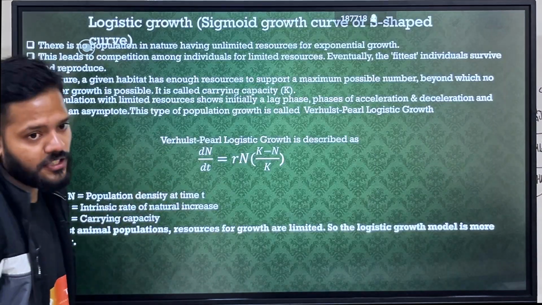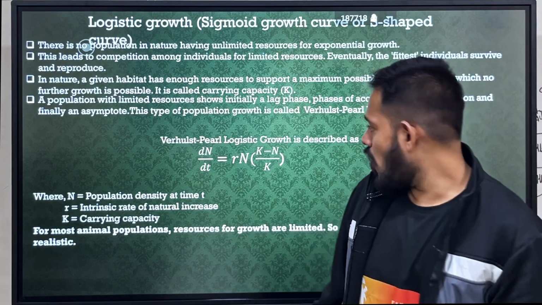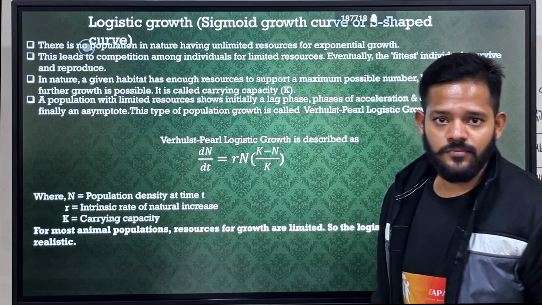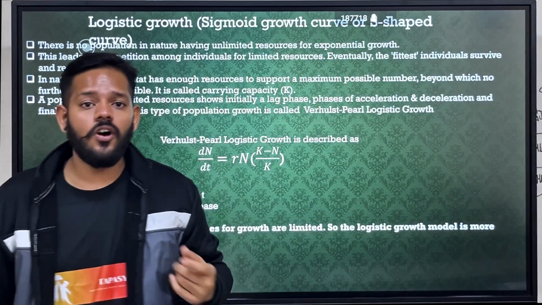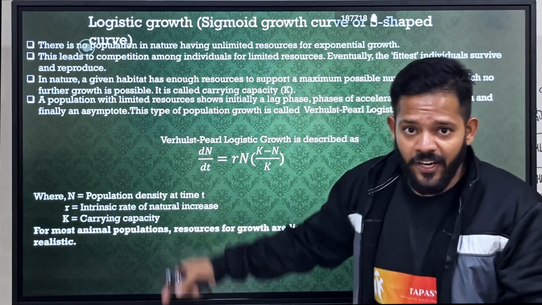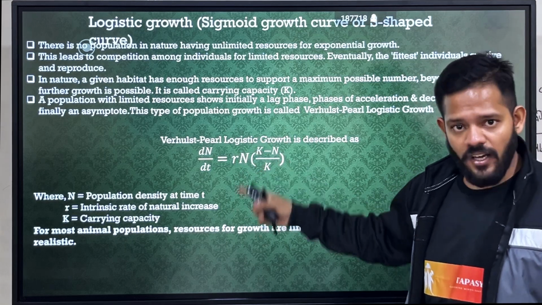Next is your logistic graph, also called the sigmoid graph, S-shaped graph, or one-cycle logistic growth curve. There are so many names for this curve, so I am going to repeat it: logistic graph, S-shaped graph, sigmoid growth graph, Verhulst-Pearl logistic growth graph.